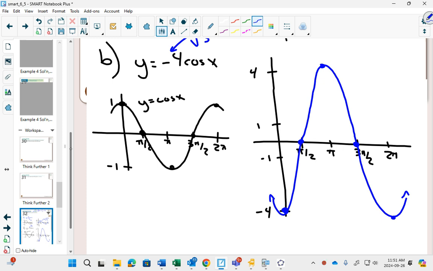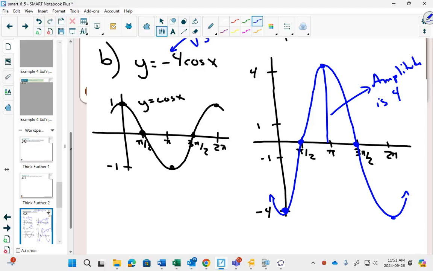The amplitude, and we'll draw that line in here, is 4. So our A value is -4, but the amplitude is always a positive number because it's a distance. So even though there's a -4 out in front, our amplitude is still 4. But we also had that vertical reflection.